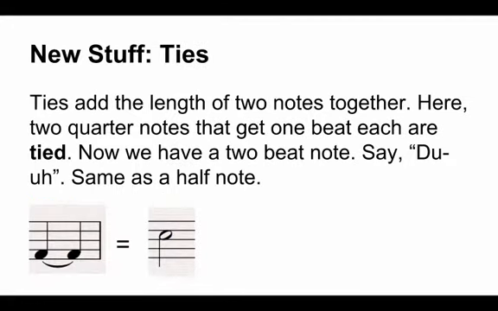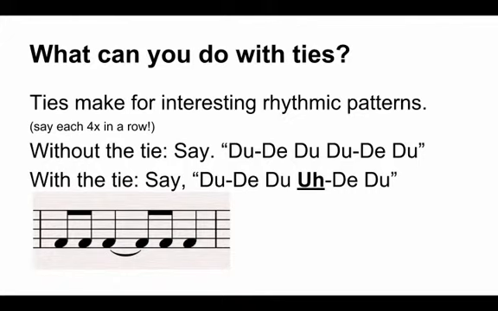New stuff. Ties. Ties add the length of 2 notes together. Here, 2 quarter notes that get 1 beat each are tied. Now we have a 2-beat note. Say do. It's just the same as a half note.